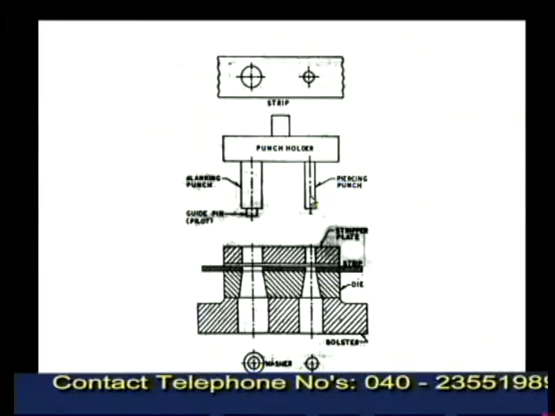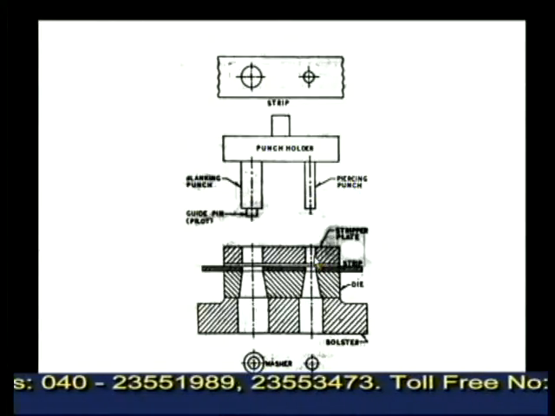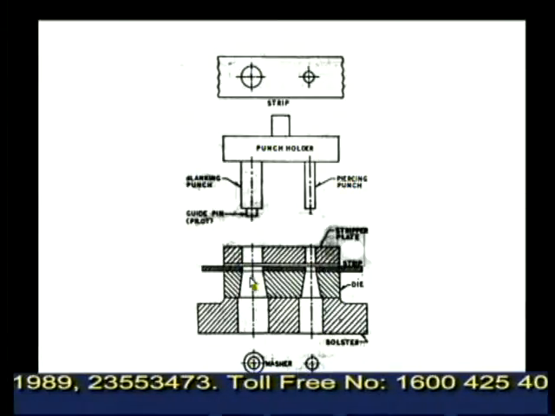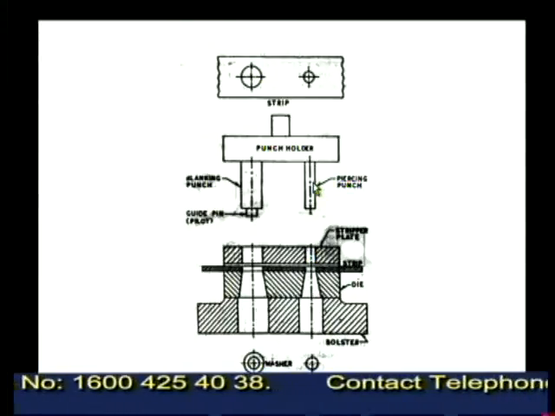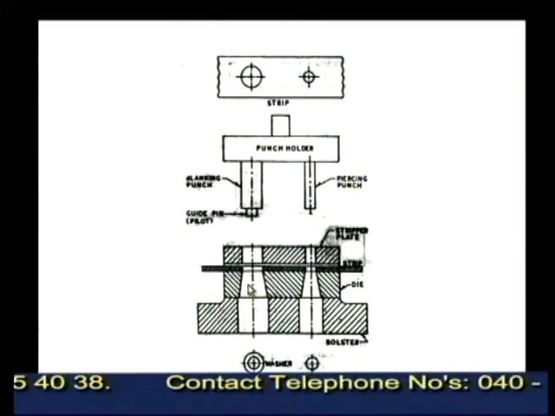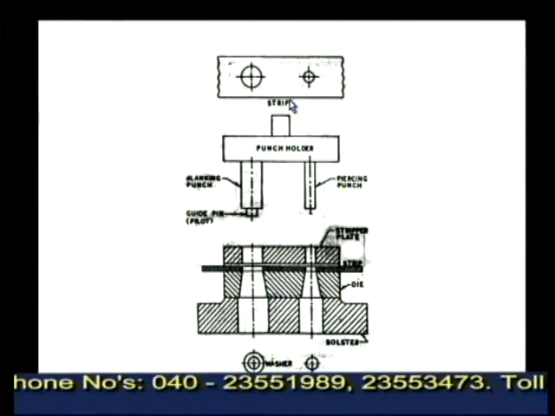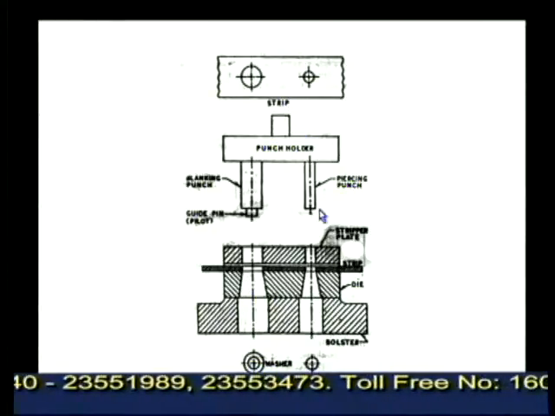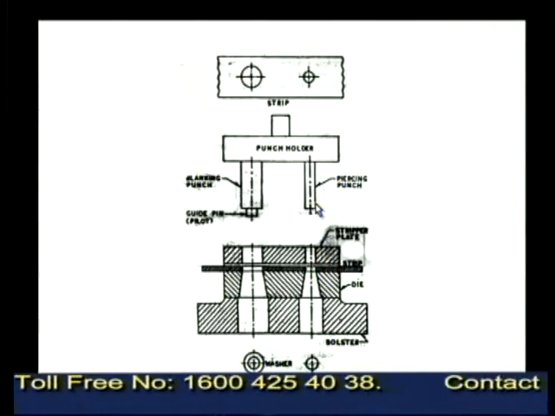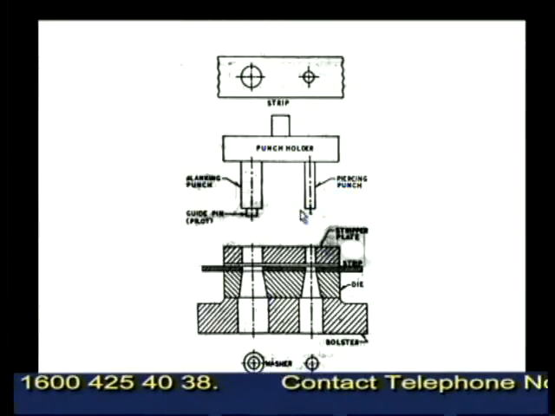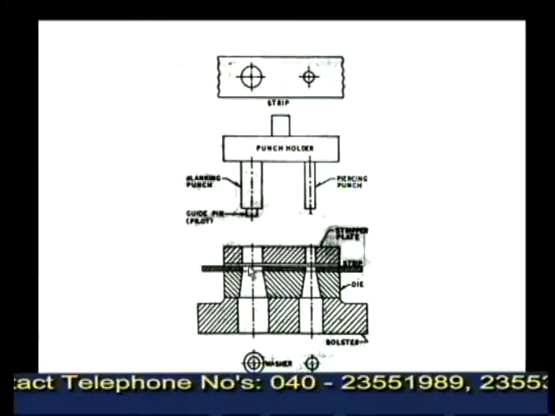and here it can be seen this is one punch, this is another punch, and this is a die cavity, and this is another die cavity, and this is a stock, and this station is called first station, and this station is called second station. Of course, as the ram is moving downwards, first the hole is made by the punching operation by this punch, and this causes the blanking operation.